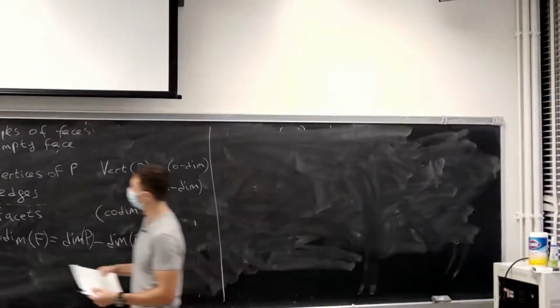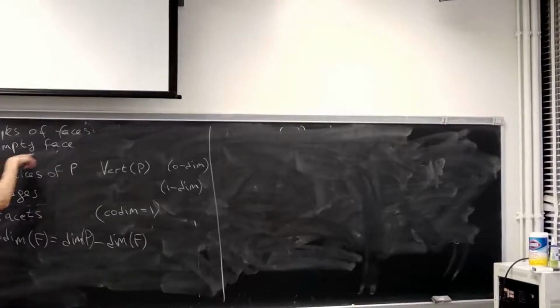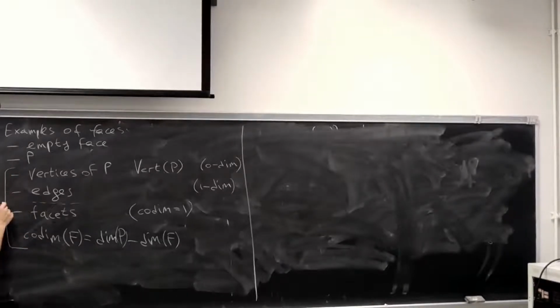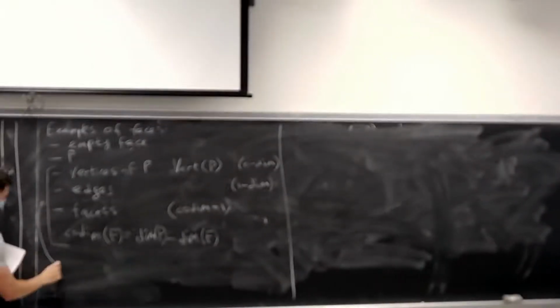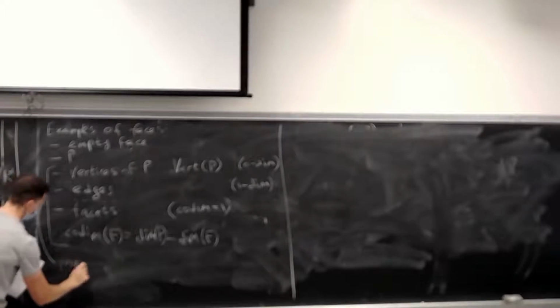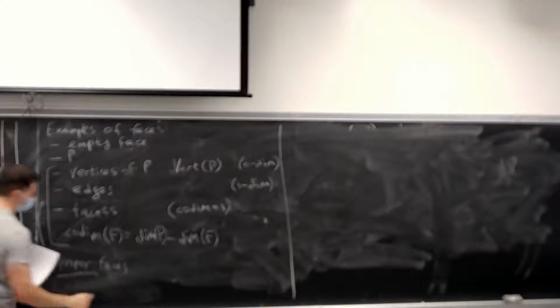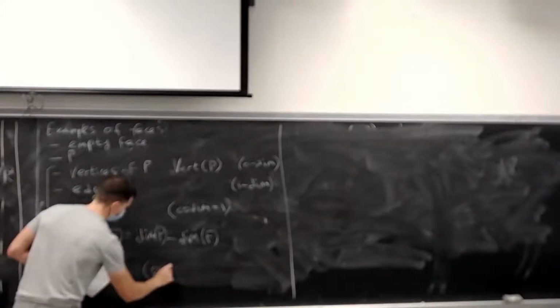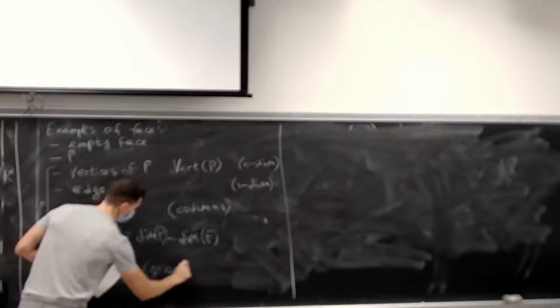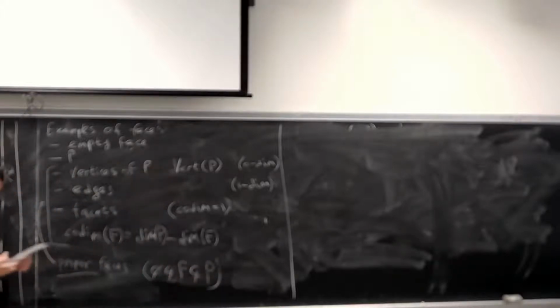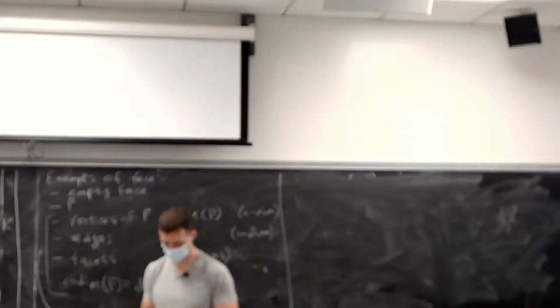And by the way, these two faces are usually called trivial or improper, and I'm going to refer to these faces here as proper faces, which means that it's not empty and not the whole polytope. So so far so good.